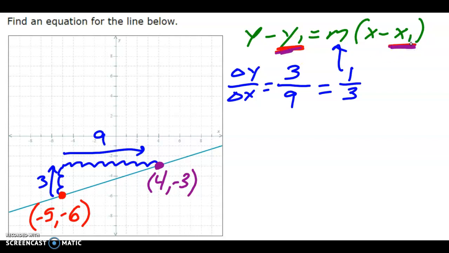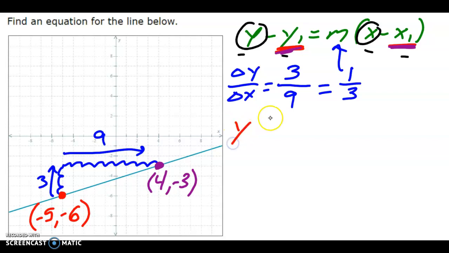Where we end up getting some mistakes is people try to plug both of them in for both y's and both x's, and then you just have a long series of numbers. That's not what you're doing. Remember, the y and the x need to stay there when you're giving me an equation. So it doesn't matter which point you use. Let's use the red one first.